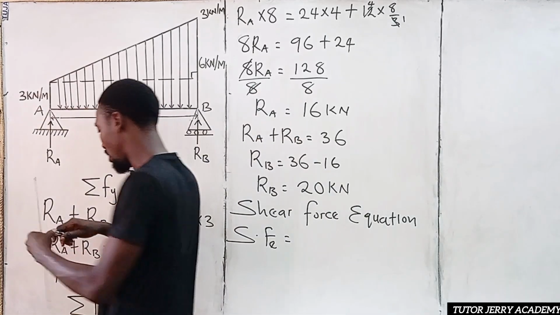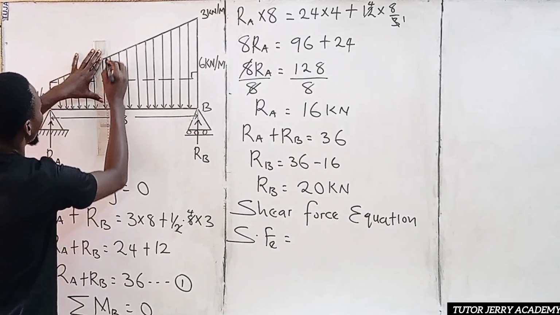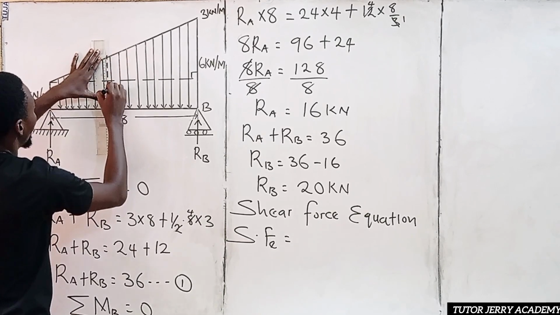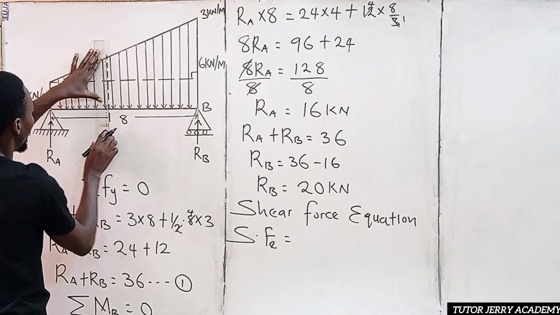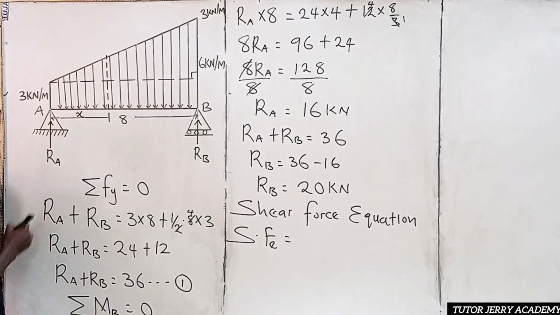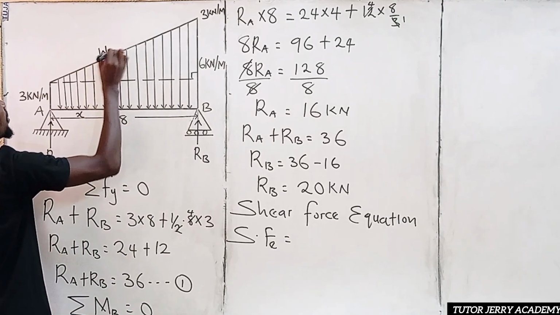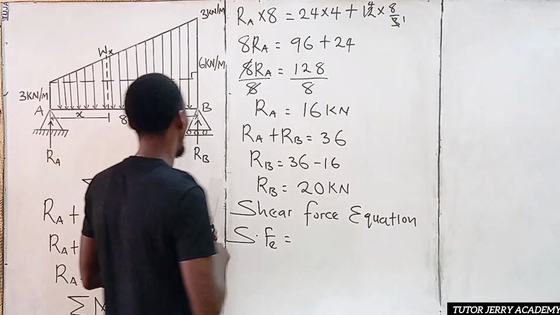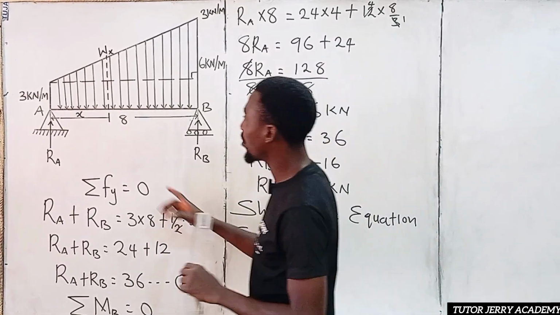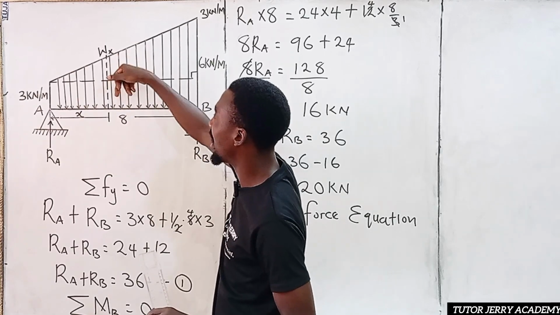All right, so let's just take the section so you can understand this perfectly well. So let's section it here. Now the distance from this point to this point is going to be S. And here we are going to have it as W subscript S. Now for us to calculate our shear force, it is going to be RA, which is the upward force and is positive, minus the downward force.